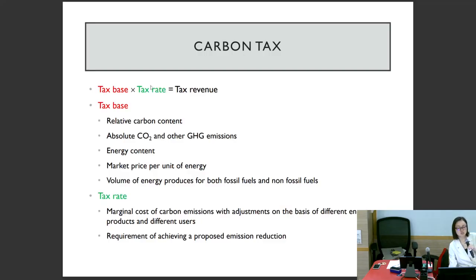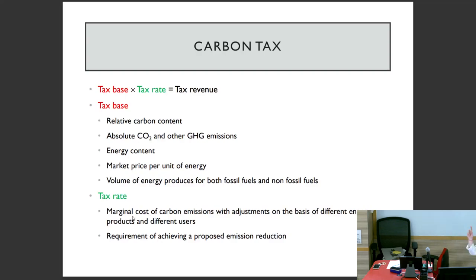And how about the unit rate? Like the tariff, like the utility bill, what is the unit rate for the tax? The rate would be determined according to the marginal cost of carbon emissions, with adjustment on the basis of different energy products and different users.